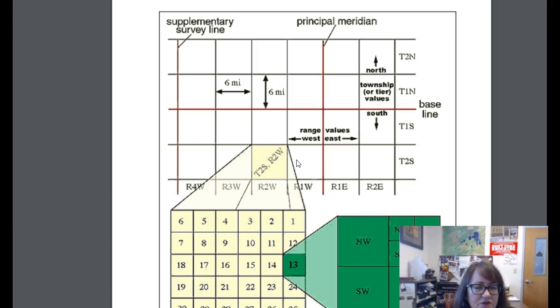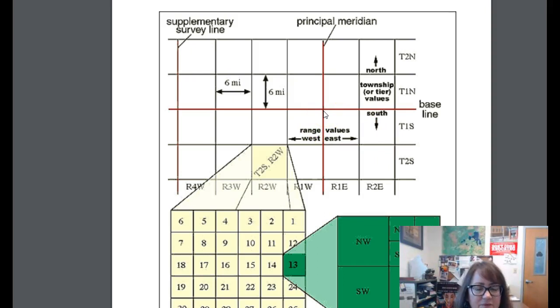Now the word township is used twice. It's used to describe this 6 mile by 6 mile square of land, and it's also used to describe the tier, or how far north or south we are of the initial point. So this entire tier is referred to as Township 1 North. This entire tier is referred to as Township 2 North. This entire tier is referred to as Township 1 South, and so forth. And that's always from the initial point.